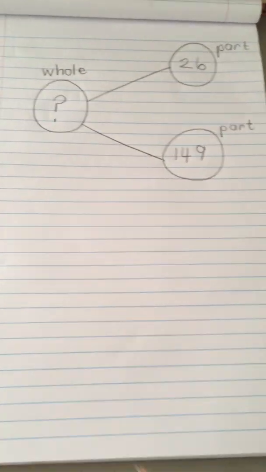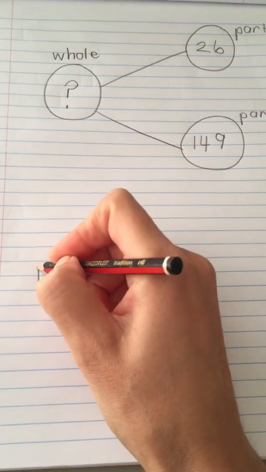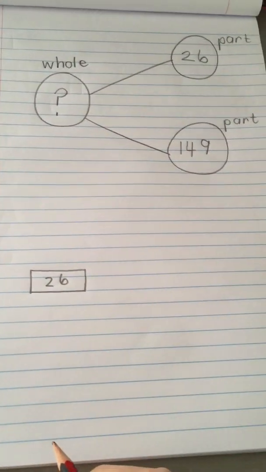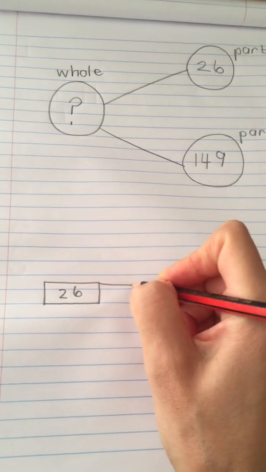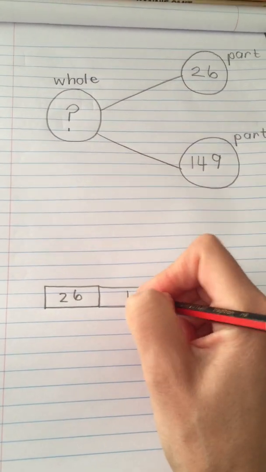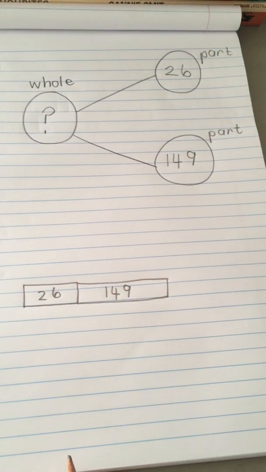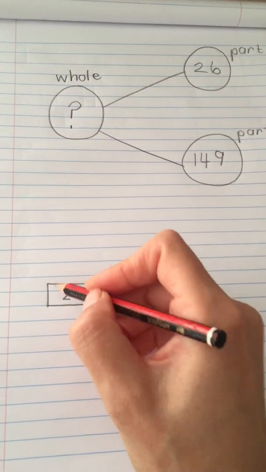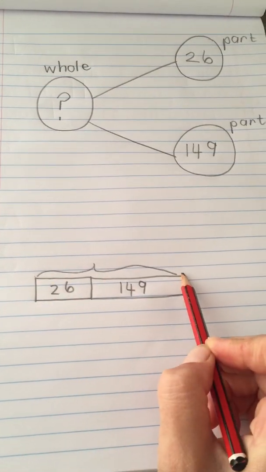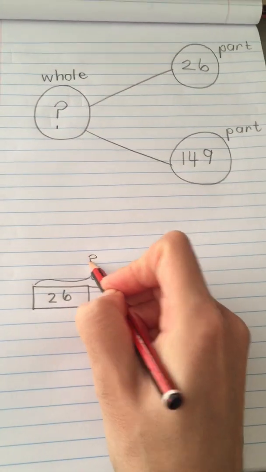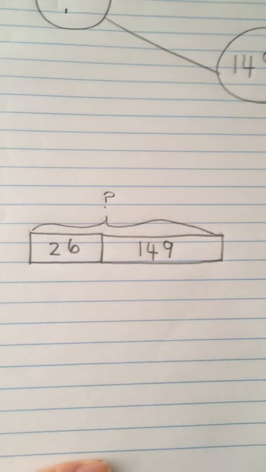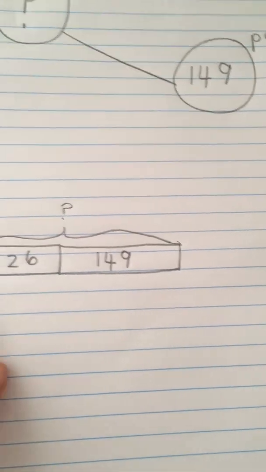What I can also do is draw rectangles. So I've got 26 zebra, and then I need to draw a longer rectangle, and that's going to be 149 springbok. Then I need to figure out all together. So from there to there, okay, what is that? So there are my pictures. I can either do this picture or I can do that picture, whichever you're most comfortable with.